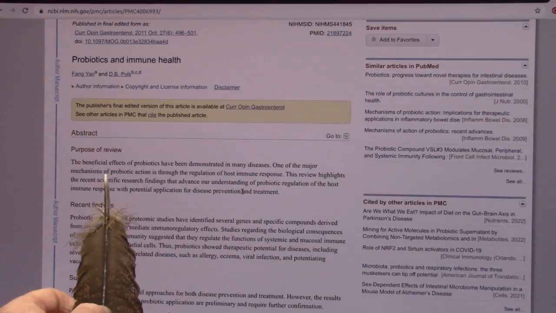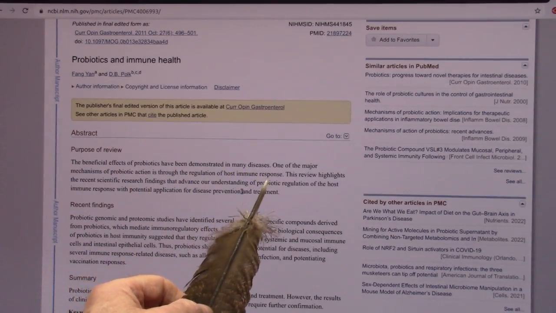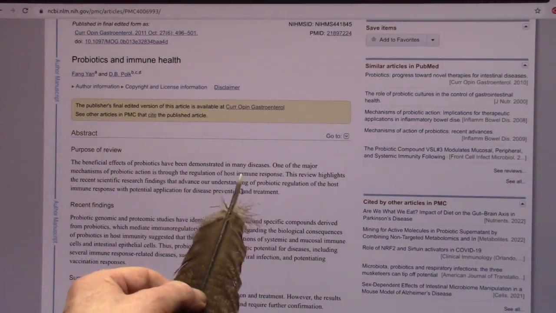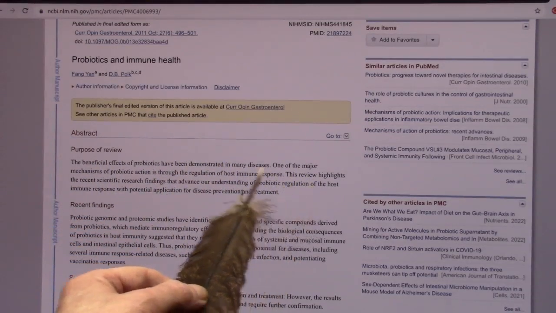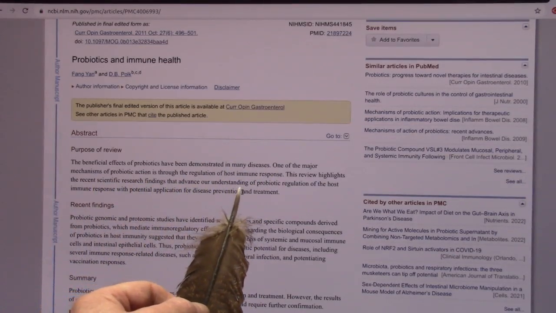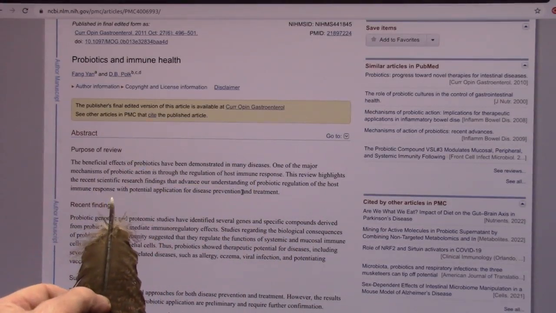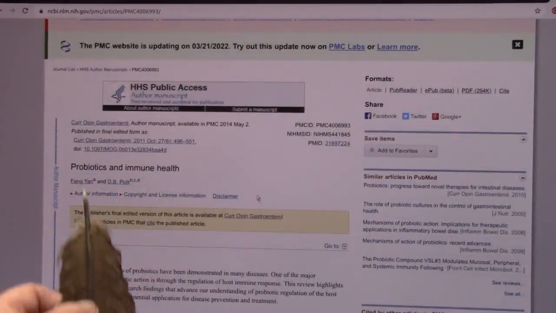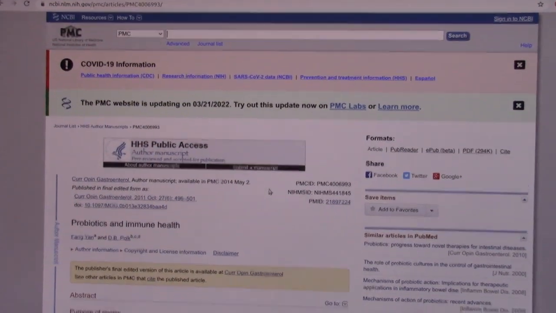One of the major mechanisms of the probiotics action is through the regulation of the host immune response, which is the bacteria. This is probiotics. That's what they're regulating, is the bacteria. I mean, it's so obvious, it's unbelievable. This review highlights the recent scientific research findings that advance our understanding of probiotic regulation of the host immune response, which is the bacteria, with the potential application for disease prevention and treatment. 11 years ago, National Institute of Health. Nobody reads these things.